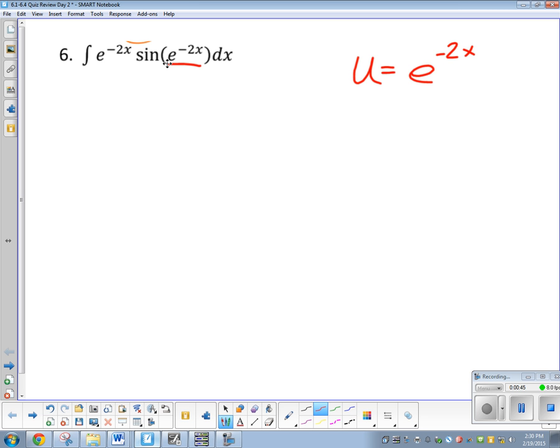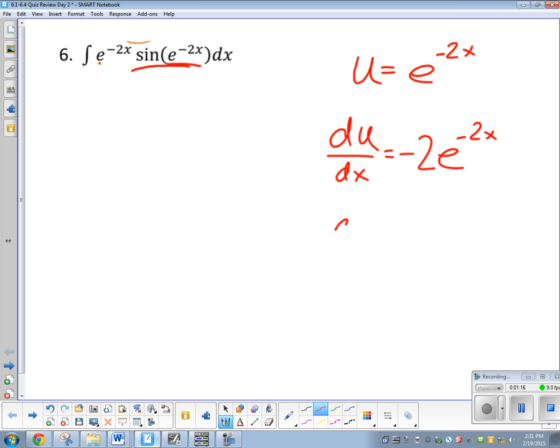Here's the other way you can tell. Let's take the derivative of that. The derivative of e to the negative 2x is just e to the negative 2x times negative 2. Notice that if I plug this in over here, it's going to cancel with that e that's already there. The whole goal is to get rid of the rest of it. If I made it the whole sine part, the derivative would be cosine, and it's not going to cancel with anything. I want it to cancel.